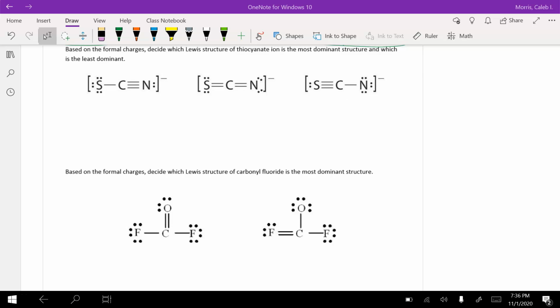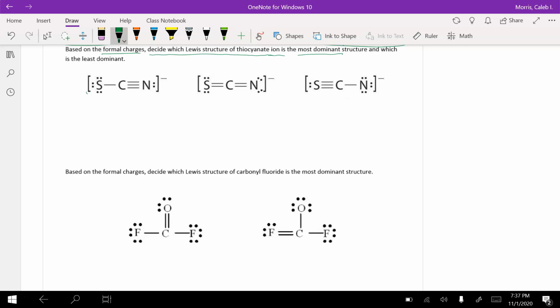All right, we've got another example problem here where we have to decide which Lewis structure of thiocyanate ion is the most dominant structure. Remember, to find the most dominant structure, we want to use the formal charges and pick the one that has formal charges as a whole that are closest to 0. And if there's a tie, we're going to break that tie by picking the one that puts the negative formal charge on the more electronegative atom. So let's look at this example.